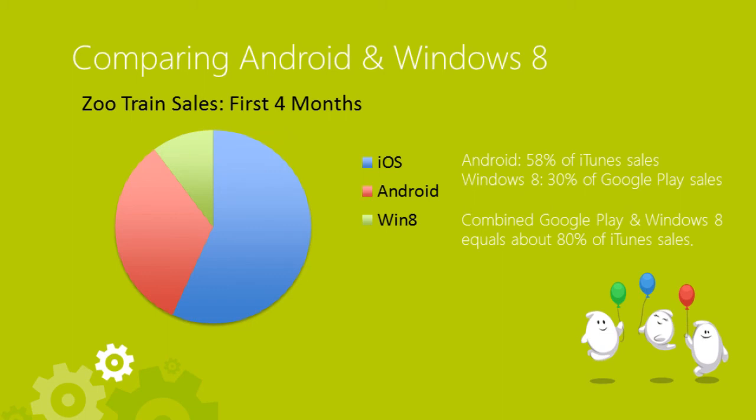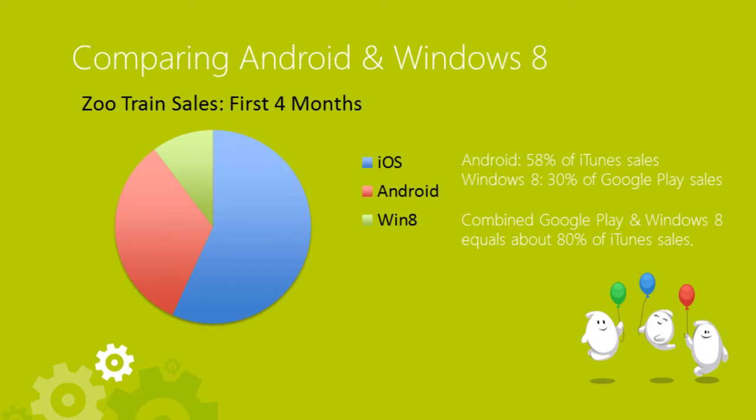It's not fair to compare sales today so much, but what I did was I took the first 4 months of Zootrain sales for iOS, for Android, for Windows 8, and I put them into this little pie chart to see how they all compare. So you can see that Android did about 58% of the sales for iOS, and then Windows for us, again, this is the educational market, it's about 18% of the iOS sales, or you can look at it about 30% of Android sales.